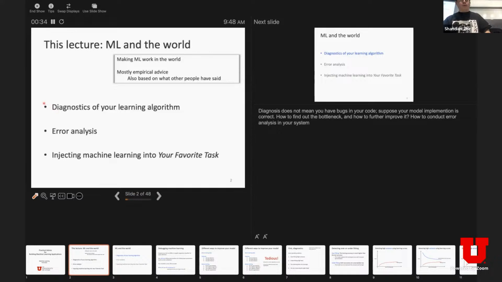I often see students complain that, okay, this doesn't work, even for a toy project, even for a simple research project. I'm not saying simple in the sense that you don't need to tie together different components, but in that case you often see your learning algorithm doesn't work.